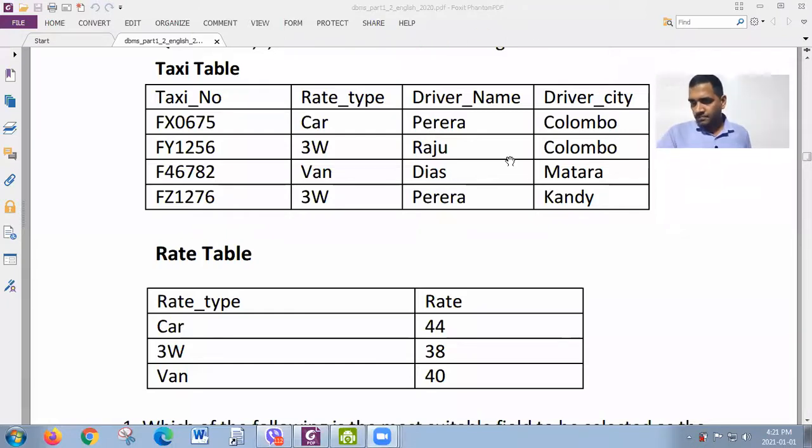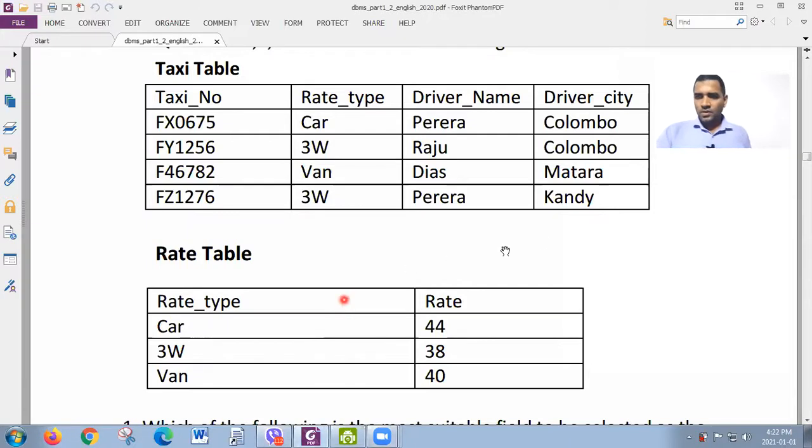Okay, who is it? Kavipiriyan. Yes, sir. What's the primary key in rate table? Rate type. Kabilya. Rate type. Krishnavi. Rate type. Januga.